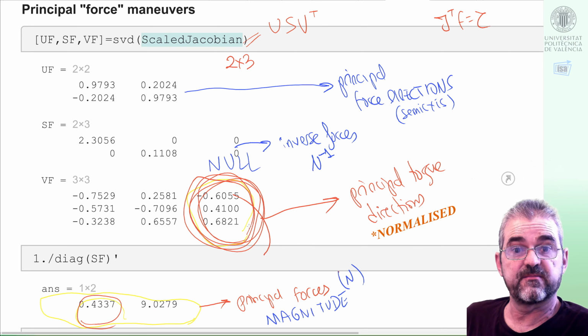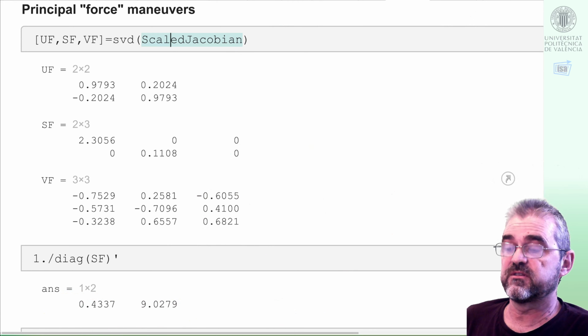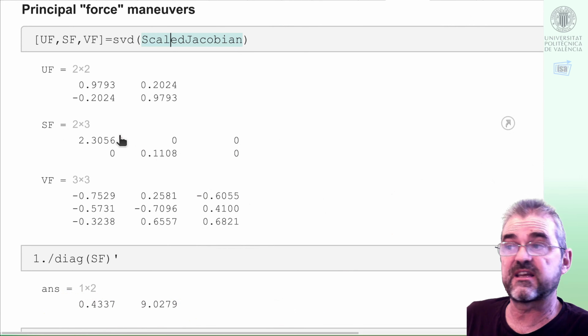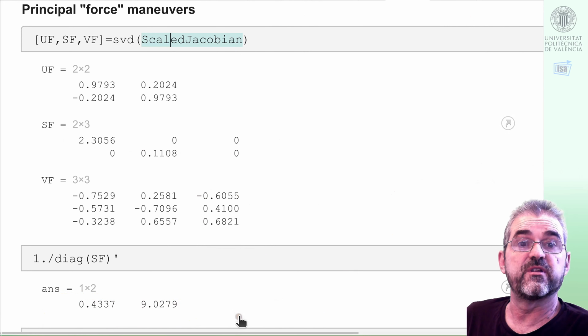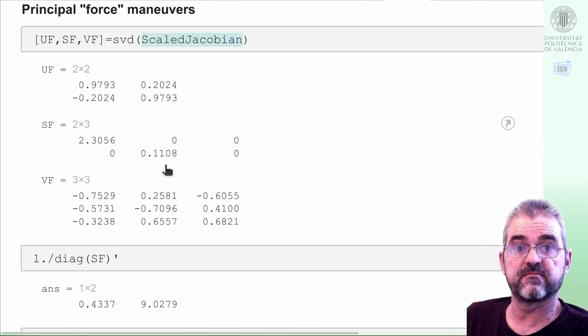So, with this SVD, we are able to analyze the so-called principal maneuvers regarding how to counteract a given end effector force. However, before finishing, let us briefly discuss just a cosmetic change in order to avoid computing singular values and then inverting them to interpret stuff. Indeed, the pseudo-inverse of a matrix has the same singular values but inverted.